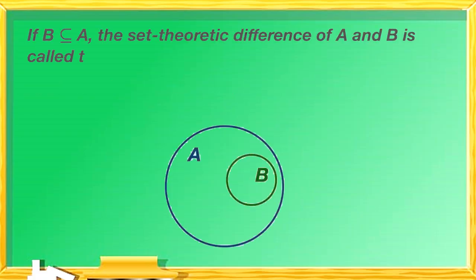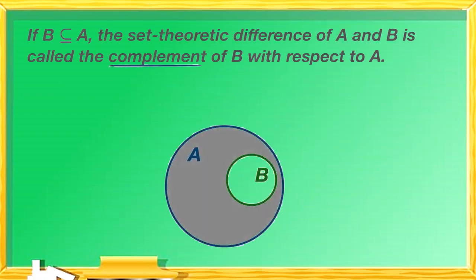If B is a subset of A, the set theoretic difference of A and B is called the complement of B with respect to A. It's usually denoted with a superscript C above the subset B, or as C with B in brackets, like a function. Why is this important enough to give it its own name?